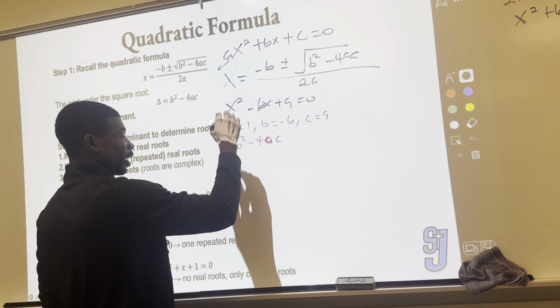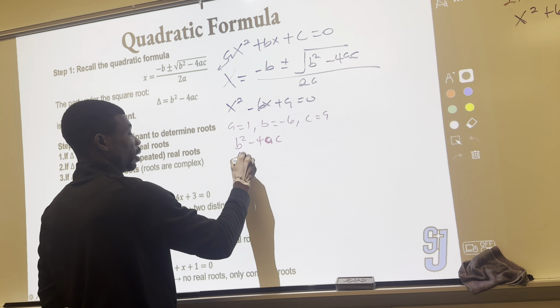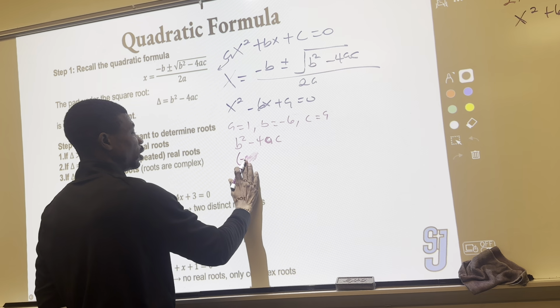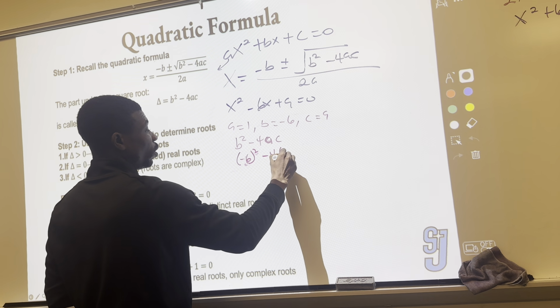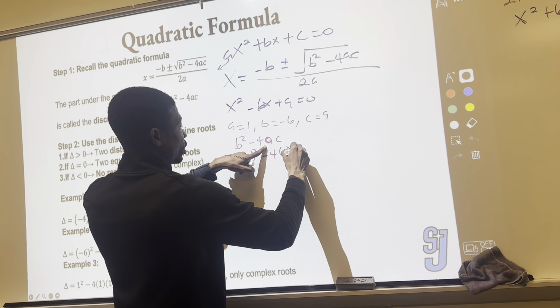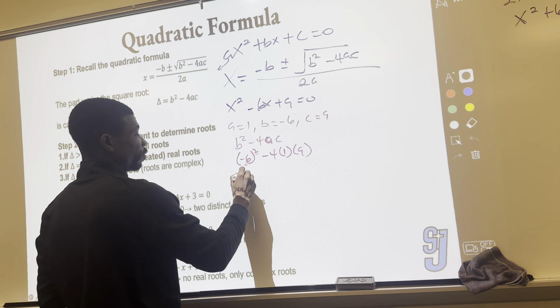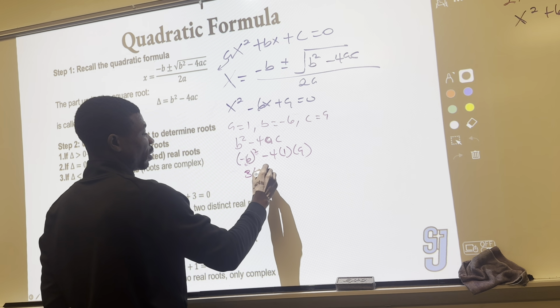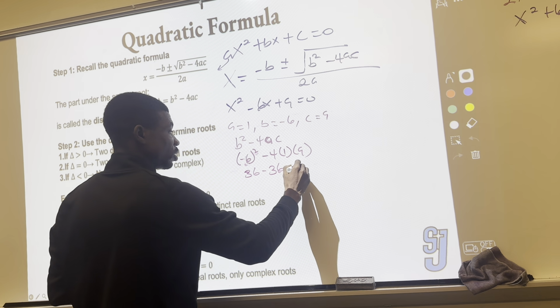Okay, so I keep on plugging in the values. So I have -6 squared minus 4 times 1 times 9. So I have 36 minus 36, and this equals 0.